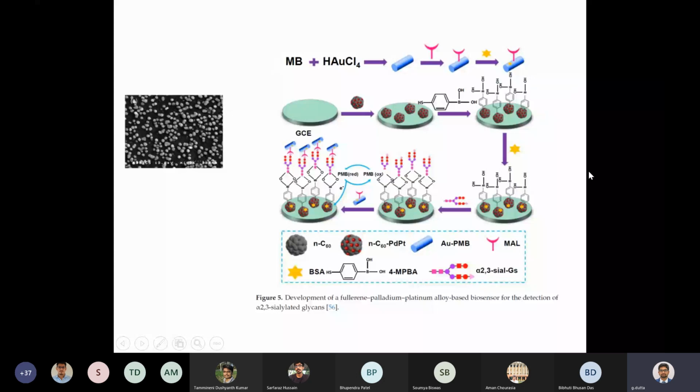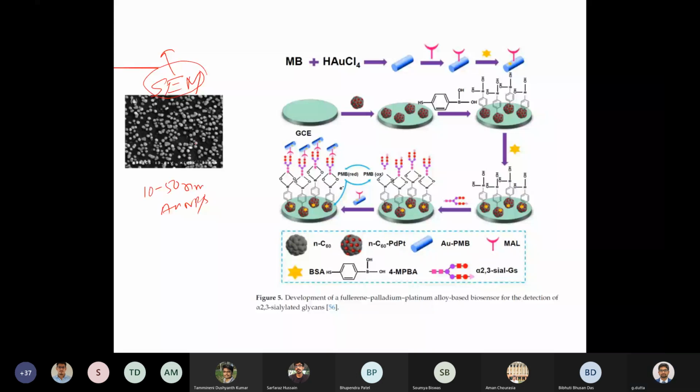On the left-hand side, you can see a picture that is actually an SEM image. I will tell you what the SEM is. In this microscope, the scanning electron microscope, we can see very small things, here the gold nanoparticles, almost 10 to 50 nanometers. We can see it is something like this.